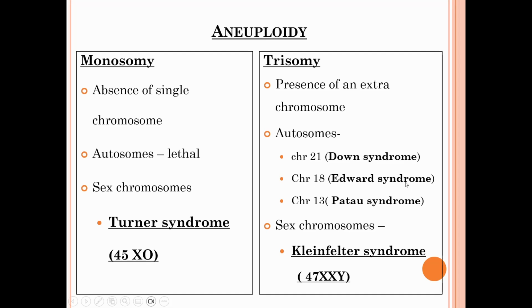Trisomy 18, it is Edwards syndrome. Trisomy 13, it is Patau syndrome. When there is trisomy in the sex chromosome, it is Klinefelter syndrome, that is 47 X, X and Y.